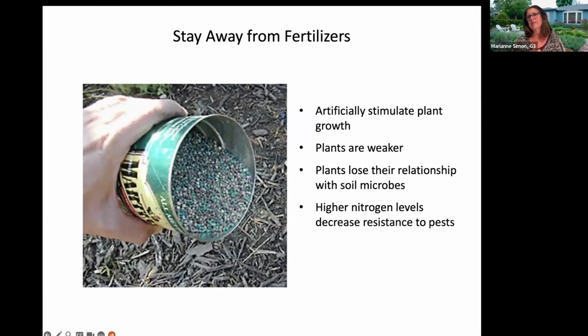And then we've talked about staying away from chemicals such as fertilizers. So I talked about how it weakens the plant, how it disrupts that relationship with biology. And then because of that higher nitrogen, that's what they're using to stimulate all that growth, it actually makes them less resistant to pests. So we're actually making things worse when we apply the chemicals.